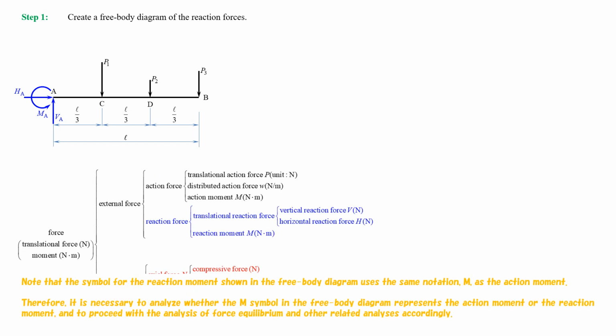Note that the symbol for the reaction moment, shown in the free body diagram, uses the same notation, M, as the action moment. Therefore, it is necessary to analyze whether the M symbol in the free body diagram represents the action moment or the reaction moment, and to proceed with the analysis of force equilibrium and other related analyses accordingly.